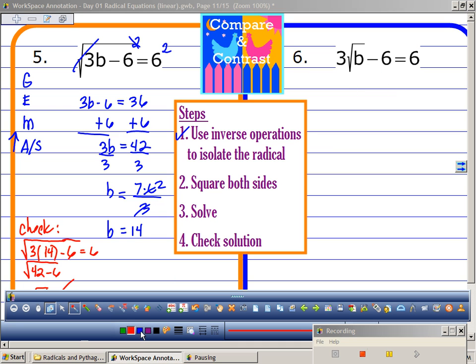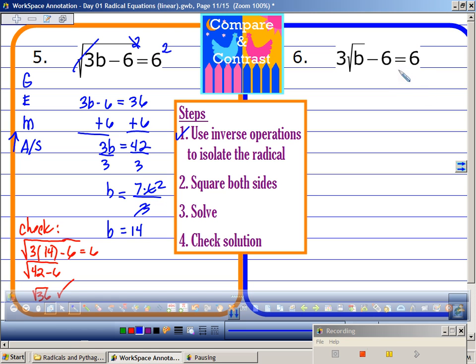Okay, moving on. So 3 times the square root of b minus 6 equals 6. How are these different? Because this one, I have to isolate the radical first, right? So what would I do first? Add 6 to both sides. Once I add 6 to both sides, is the radical by itself now? No. It's got a 3 in front of it.